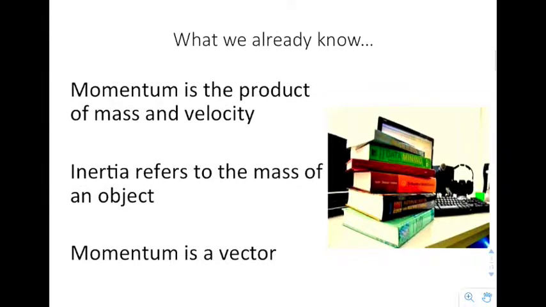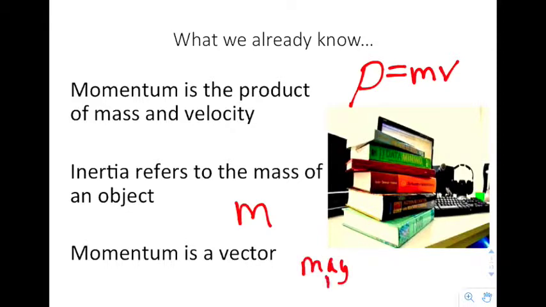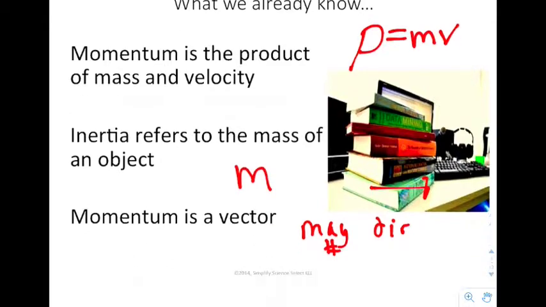So here's what we already know. We know that momentum is a product of mass and velocity, and we know it can be calculated using the formula P equals mv. We also know that inertia refers to the mass of an object, where inertia is the tendency of a system to resist motion. We also know that momentum is a vector, which means that it indicates both a magnitude, which is a number, and a direction. So it would include something like right or east or something along those lines.